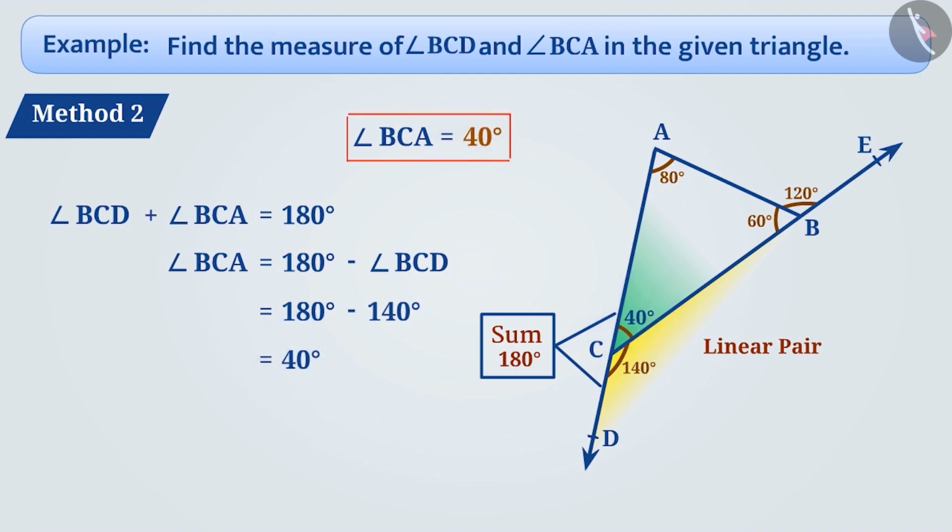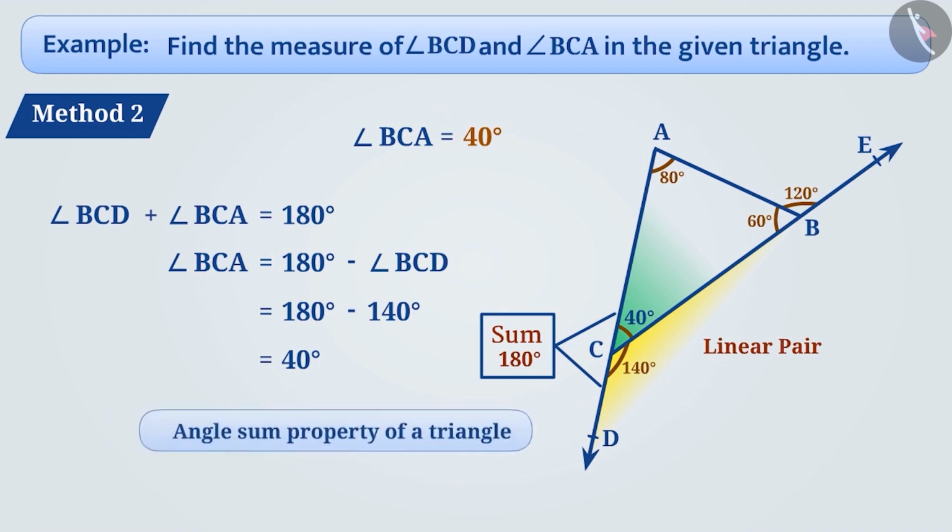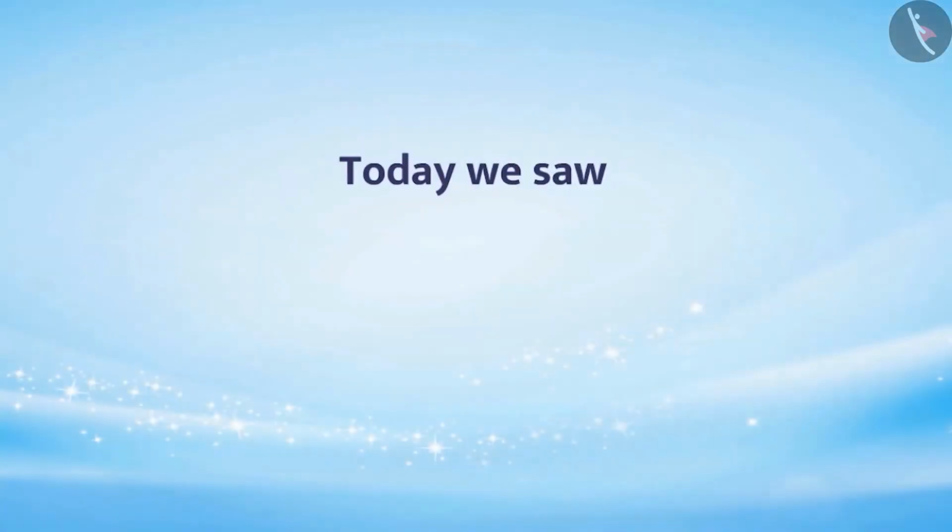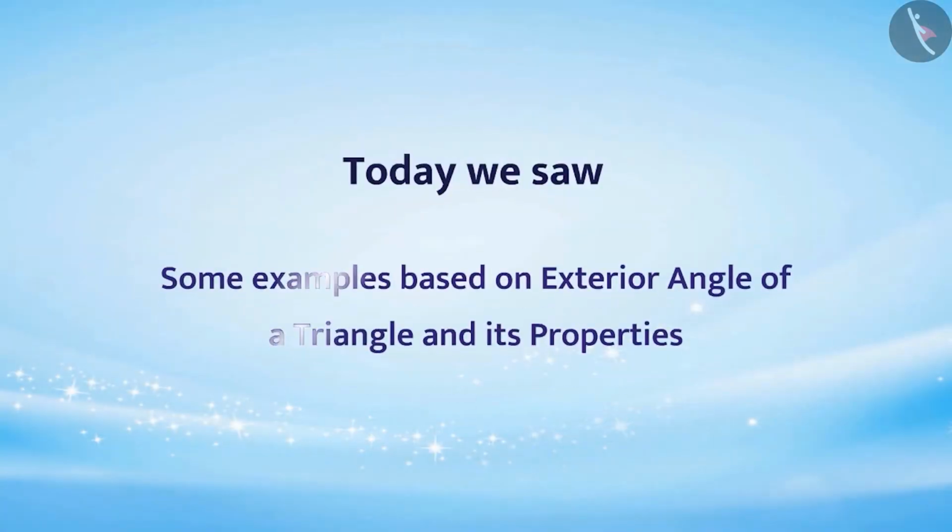We can also find the measure of angle BCA using the angle sum property of a triangle, which we will discuss in detail soon. Always remember, in mathematics, we can find answers to any question using different methods. So today we saw some examples based on the exterior angle property of a triangle. In the next video, we will see some misconceptions related to them.